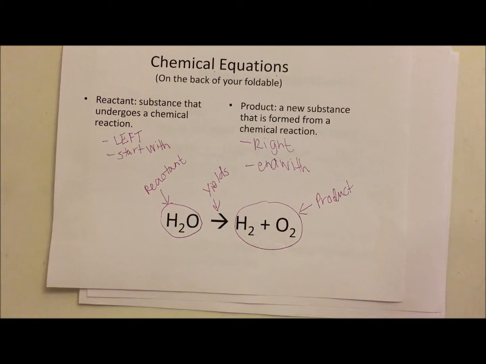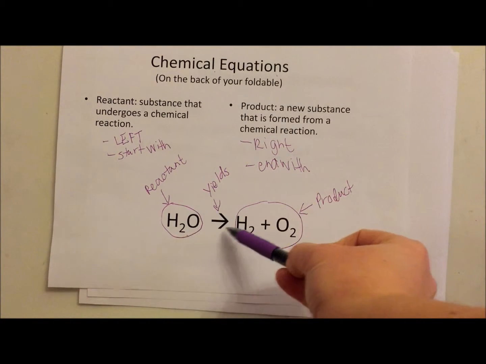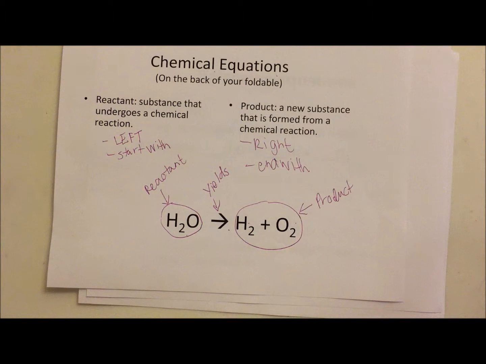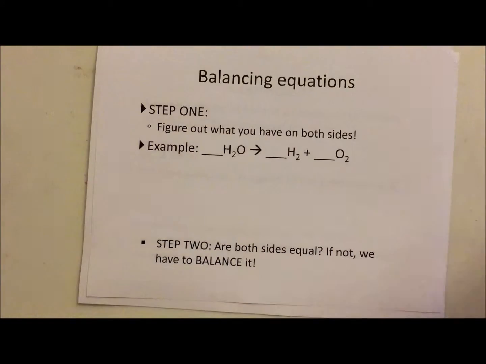In this reaction, you'll see that we only have one reactant yielding 2 products. Now that's not the case each time. You can have multiple reactants and you can have multiple products. Now there's an easy 3-step process to balancing chemical equations.